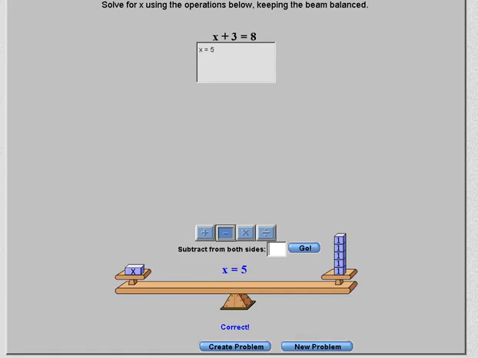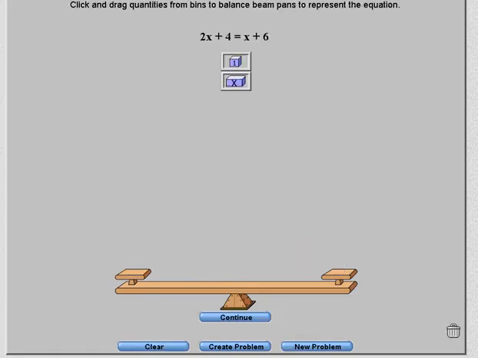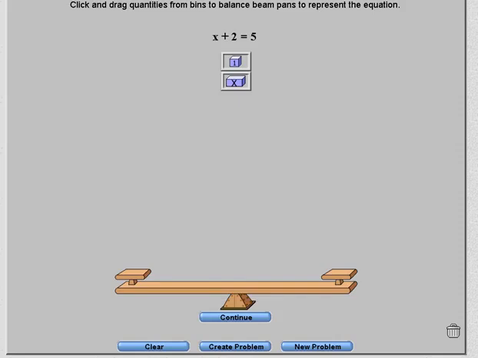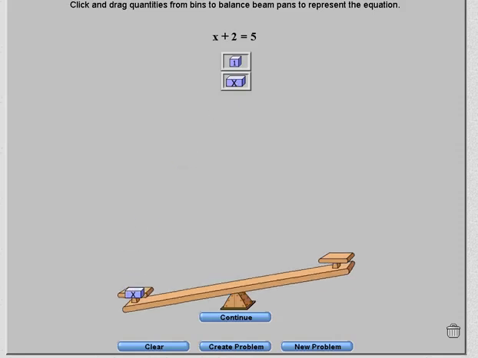So now let's look at a new problem. Again, we're going to create a problem. We're going to maybe put 1x plus negative 2. It's not going to let me put a negative. Darn. That's okay. We'll just look at that later. So we'll put 1x plus 2 equals 5. Again, we're going to create that, and we're going to make the 5 on the right-hand side.